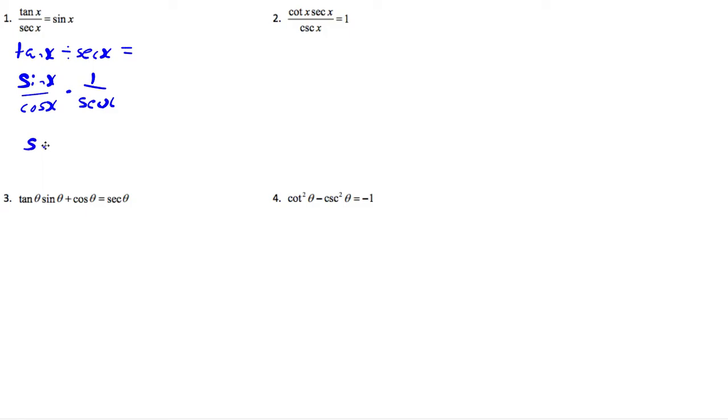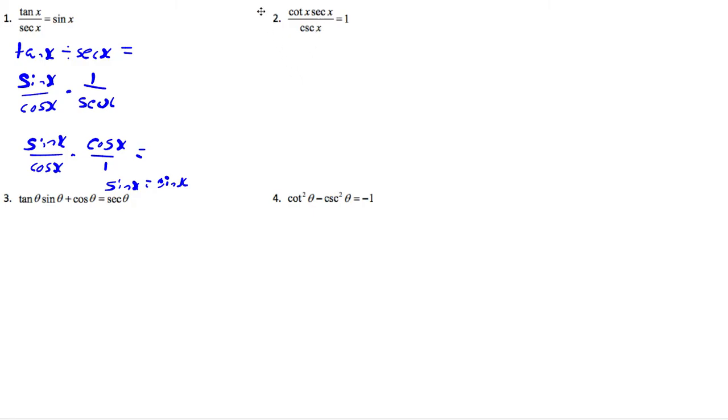So then this is sine of x over cosine of x times cosine of x, because 1 over the secant of x is cosine of x. So then they cancel out, and I get sine of x is equal to sine of x. And I am done.